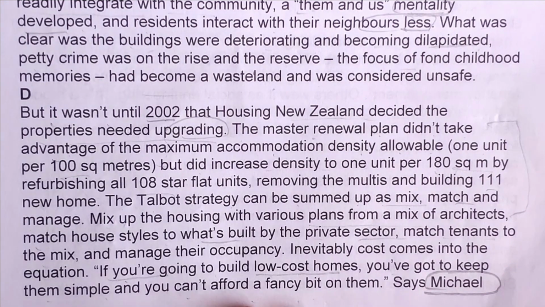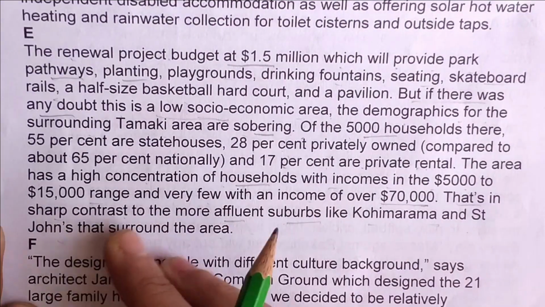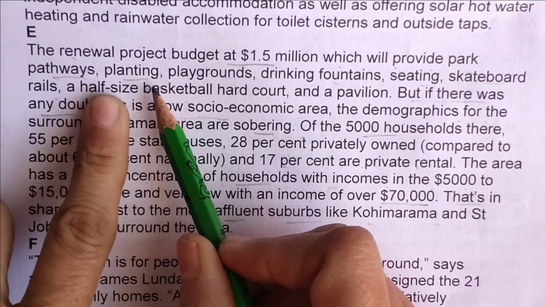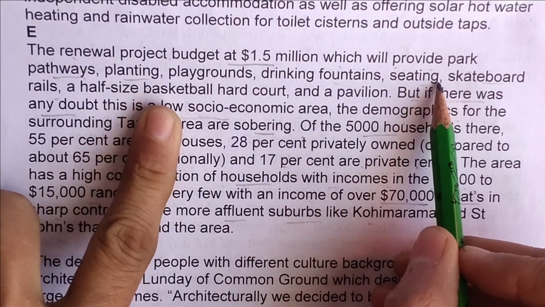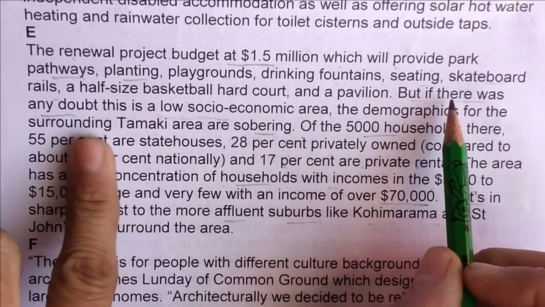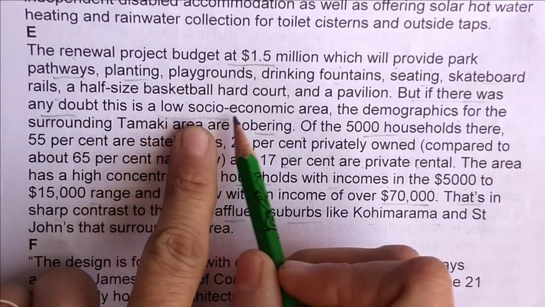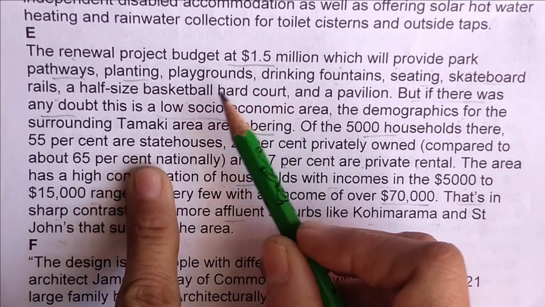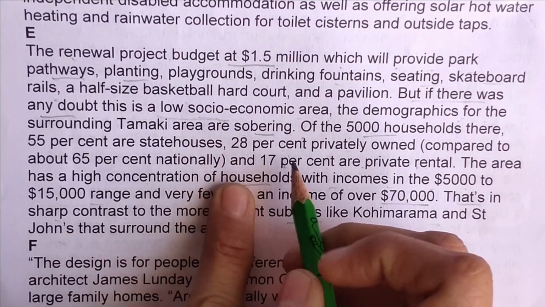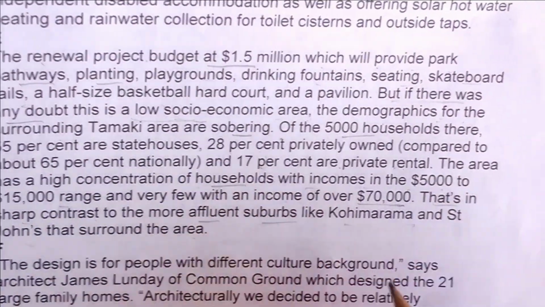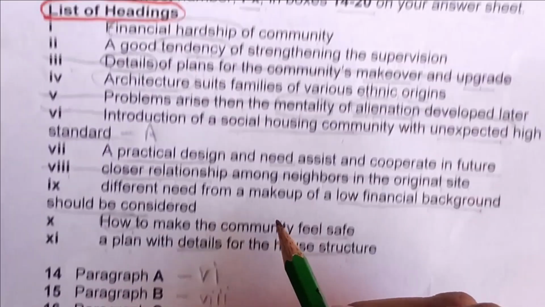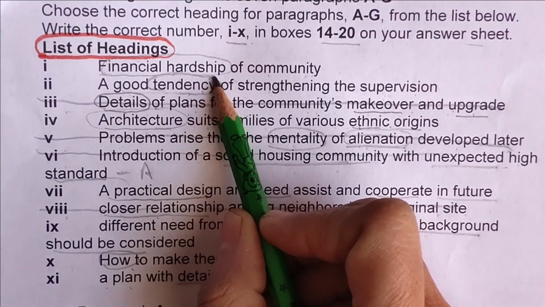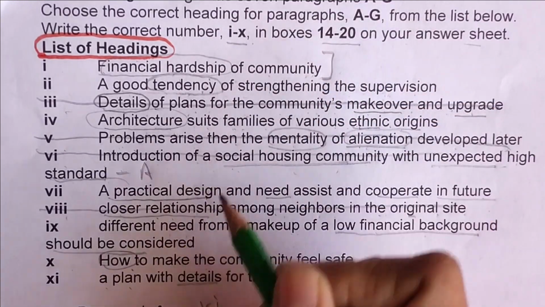Okay, not that one. Now you can go, you can read it again. So they are giving you everything what they will provide you in the society. But if there was any doubt, then low socio-economic area, the demographics are sobering. So actually they are talking about some costing kind of thing. Let's read the options, then we will come to know. Financial hardship of community. So this also we can get, but let's read the other ones also.